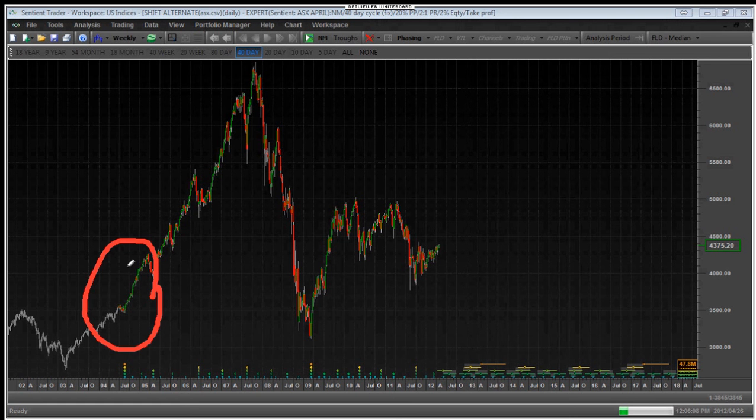But for now, I'll just point out that, as you can see, I've defined the start period of this analysis back here in 2004. The reason is that when I run an analysis in Sentient Trader, it places this very prominent 4.5-year cycle trough in 2009. I believe that is more appropriate when analyzing this particular index.